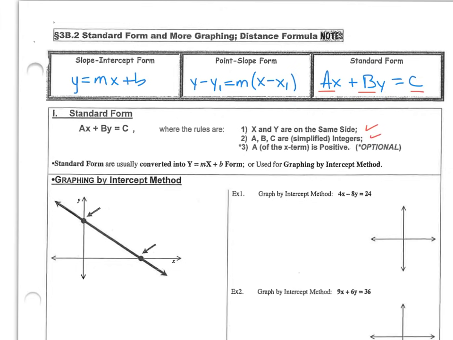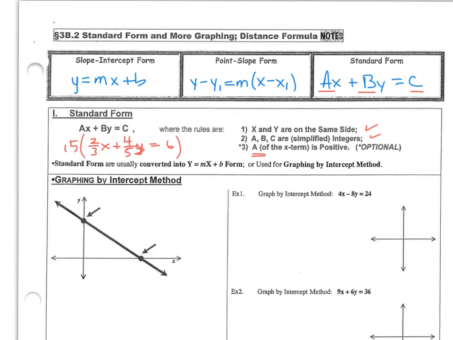What that means is if I had, say, 2/3 x + 4/5 y = 6, I would have to multiply everything by 15 in order to get rid of the denominators and get integers. Okay? And then the third thing is usually we make our a value positive. So instead of having, say, a negative 3x, we multiply everything by negative 1 to make it positive.